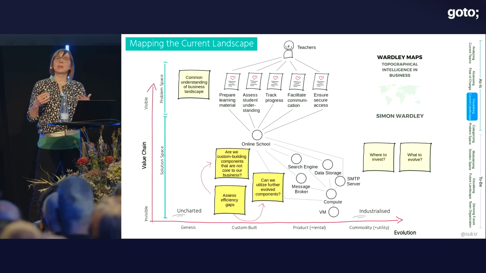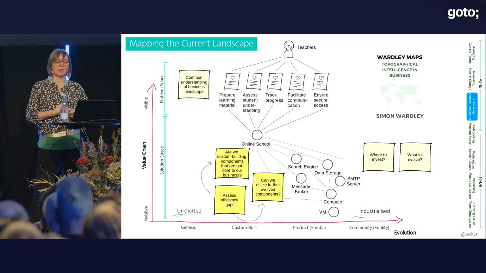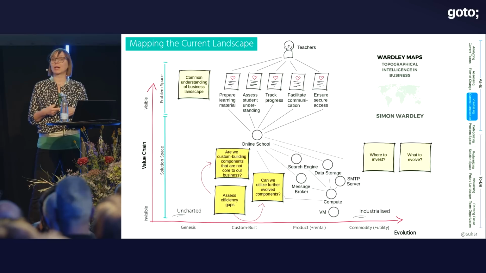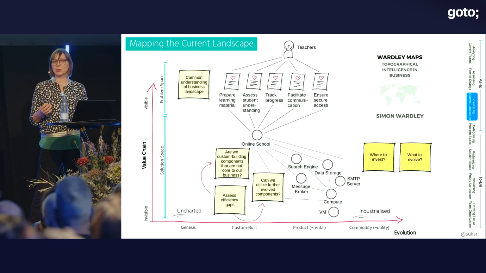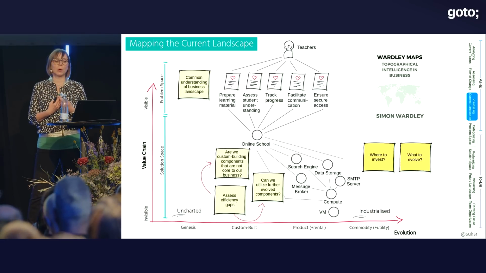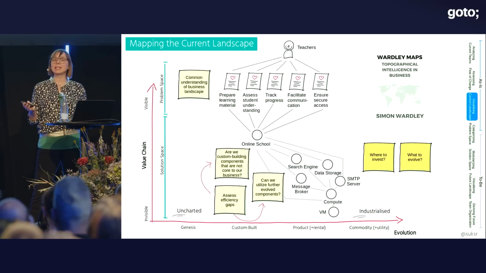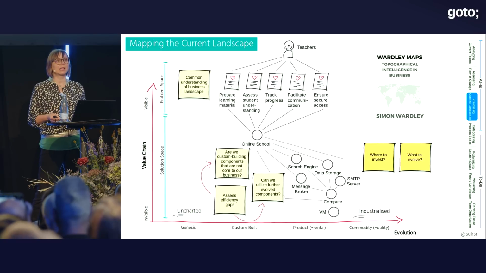It also helps to assess efficiency gaps in terms of: are we custom building components that do not belong to our core domain that provides competitive advantage, or can we utilize further evolved components? So the map helps to identify areas where to invest and innovate and what to evolve and outsource in order to gain competitive advantage. And I personally use this Wardley map as a visual tool that guides through the optimization process by blending in patterns from domain-driven design and team topologies.